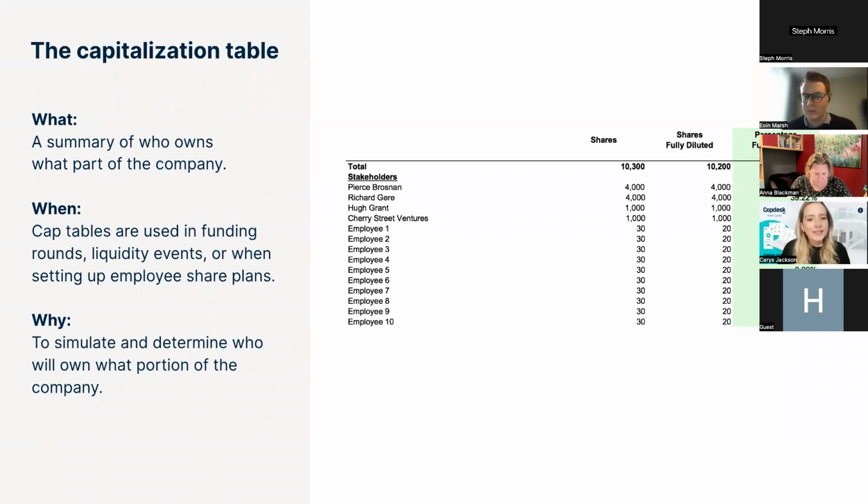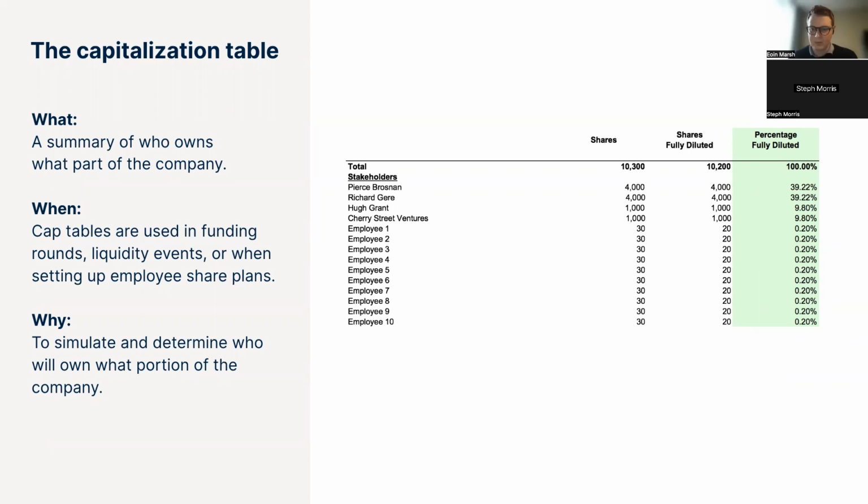So simply, what is a cap table? Well, in a nutshell, a cap table is a summary of who owns what part of the company. And it's a list of all the securities you have given out to stakeholders in your company. So why is that important? Well, this is the currency for all private companies. If your company is ever sold or you're selling your equity, it shows what you're entitled to, and you use a cap table whenever you're raising a funding round, or you've got a liquidity event, or whenever you want to set up an employee share plan. So you use a cap table to determine who will own what portion of the company.